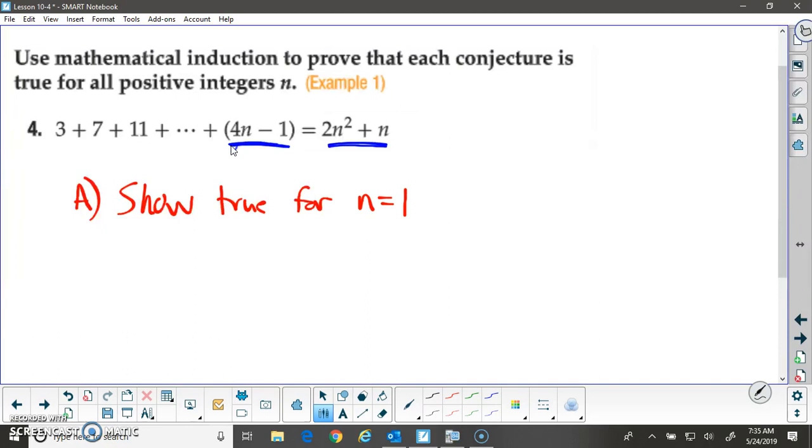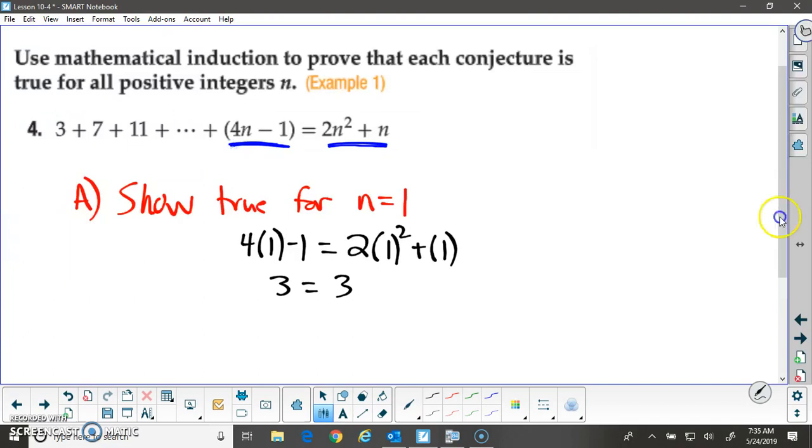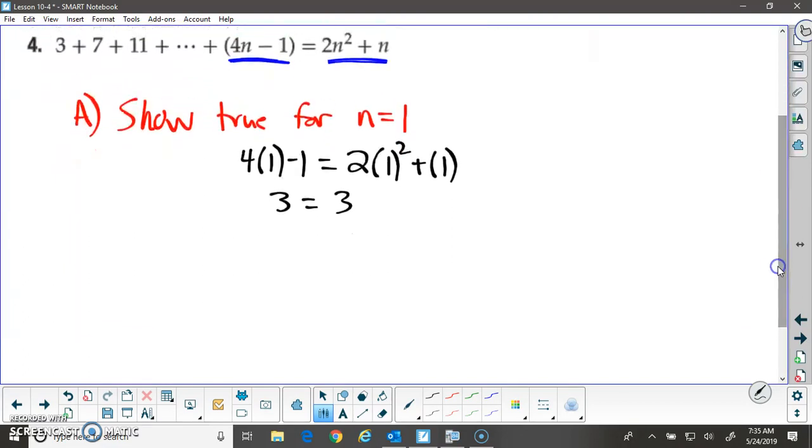So if we put 1 in for n, we get 4 times 1 minus 1 equals 2 times 1 squared plus 1. Well, the left-hand side gives us 4 minus 1, which is 3. The right-hand side gives us 2 plus 1, which is also 3. So the first step is fairly simple, putting 1 in for n.